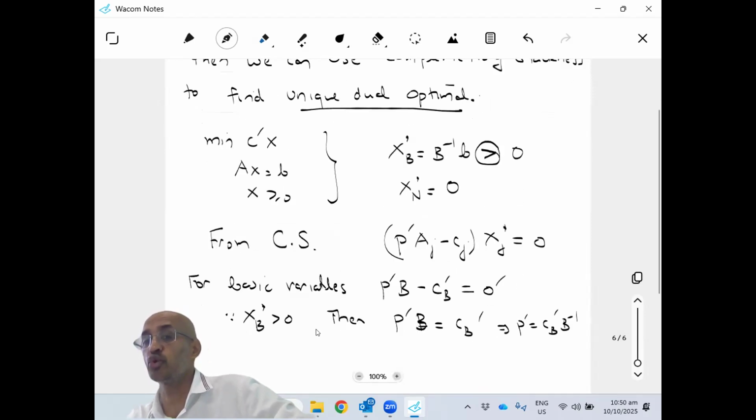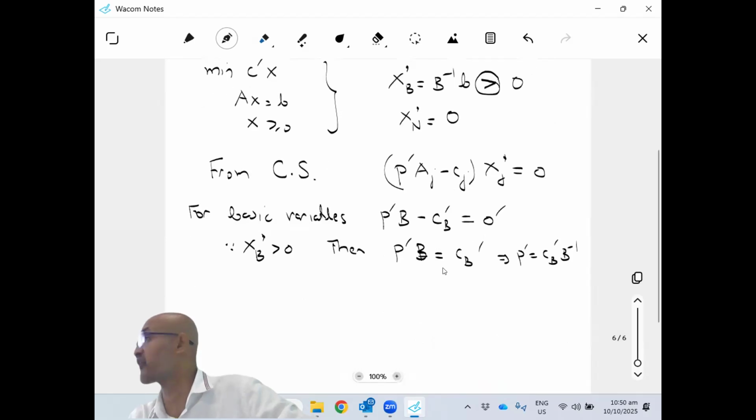And you can also see why it's a unique dual optimum. There's no other P you can find. Okay. Complementary slackness says that this has to become 0 and B is invertible. So you can find only one P, which is going to solve this problem.